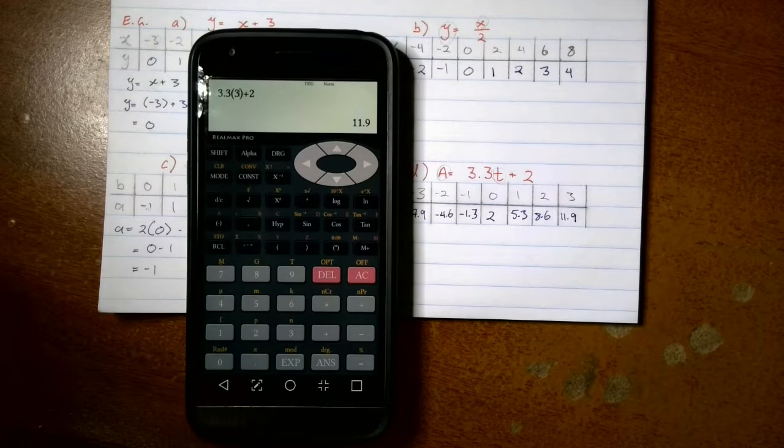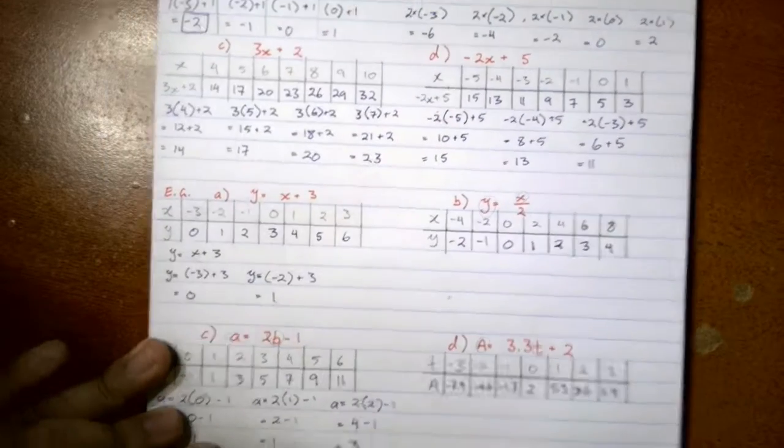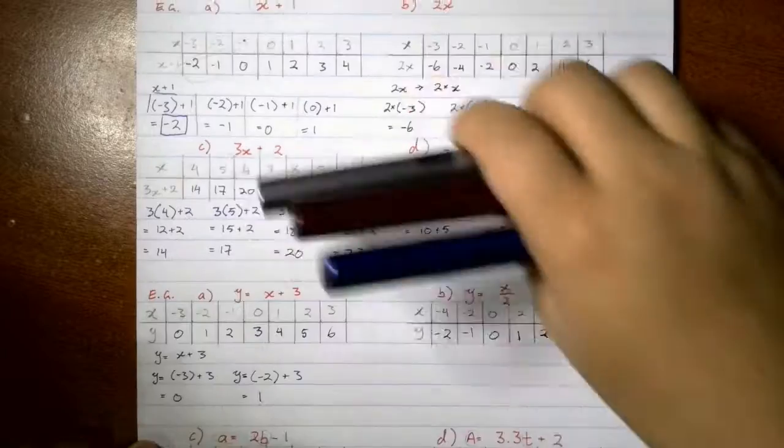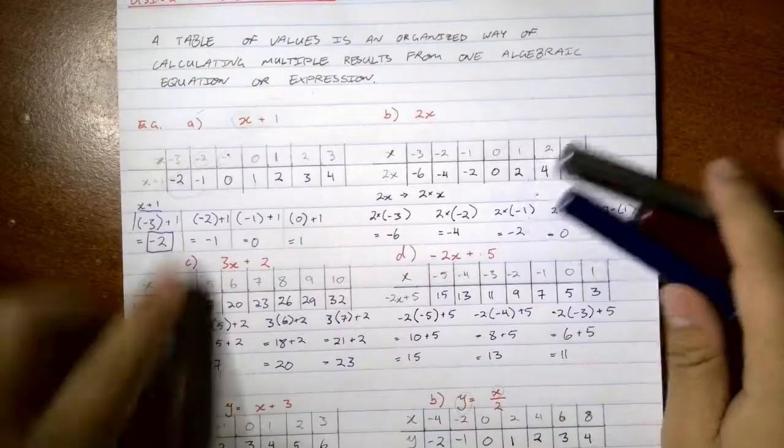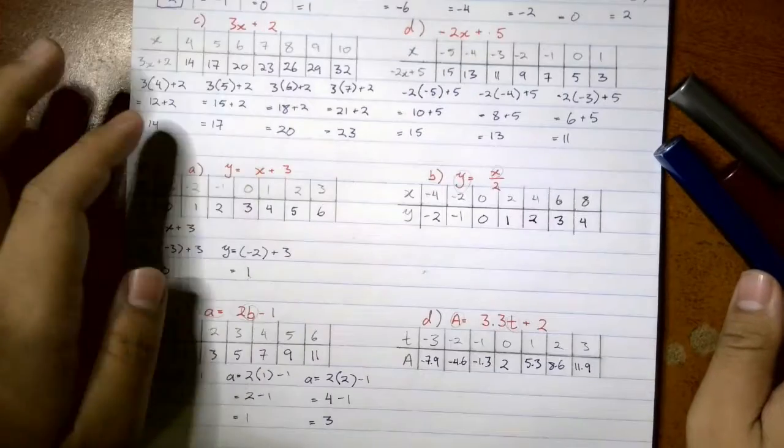So I hope this is insightful into how to use a table of values to substitute for either an algebraic expression or an equation. Best of luck.